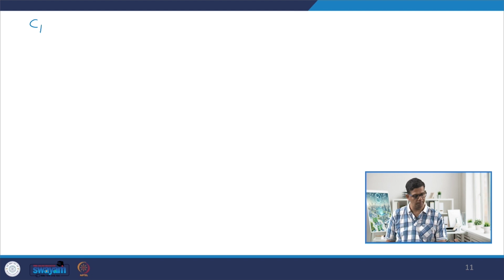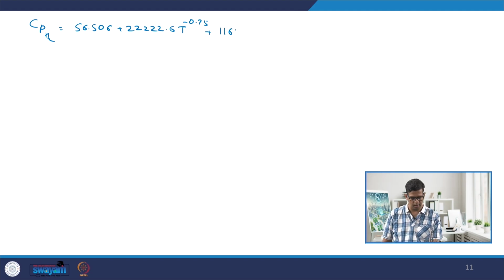So, Cp of H2 is, as we know, 56.506 plus 22,222.6 times T to the power minus 0.75 plus 116500 by T minus 560,700 times T to the power minus 1.5.